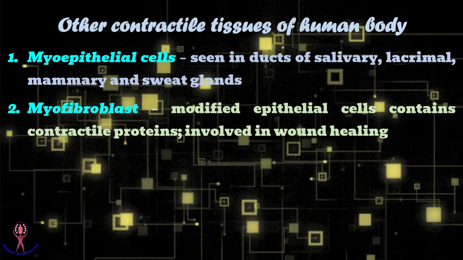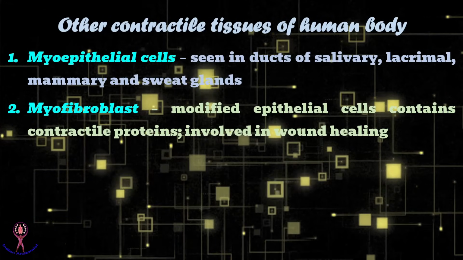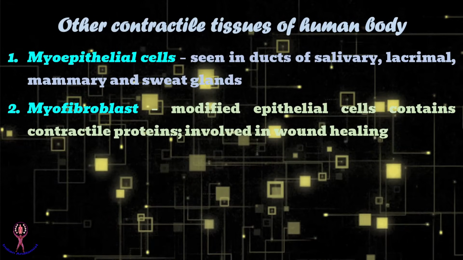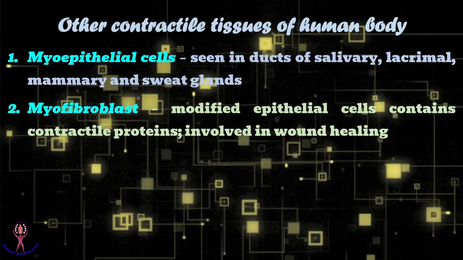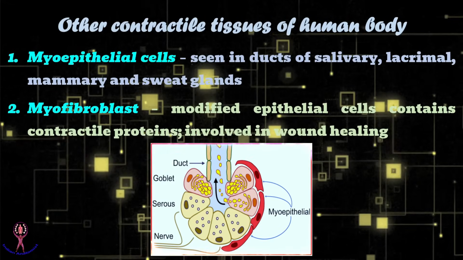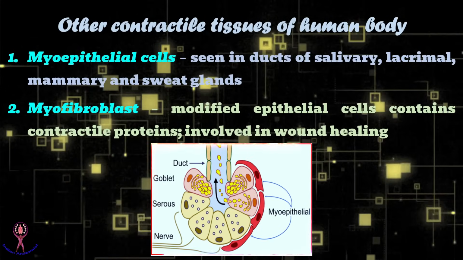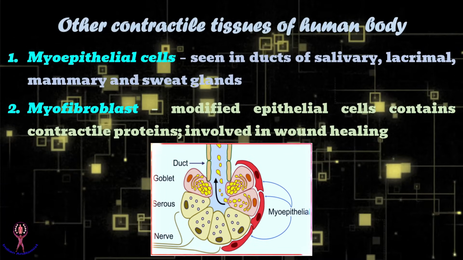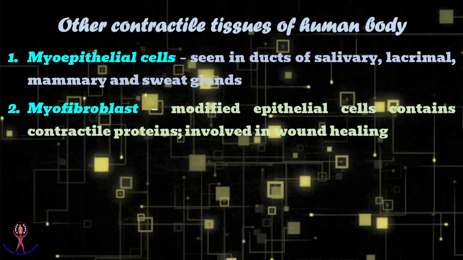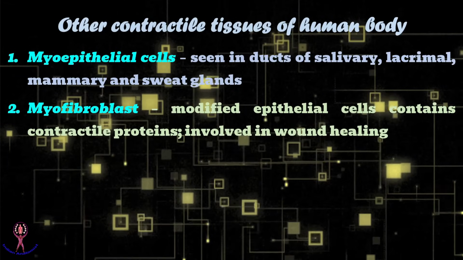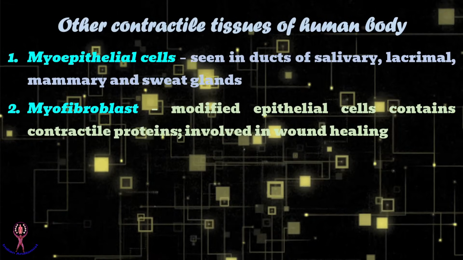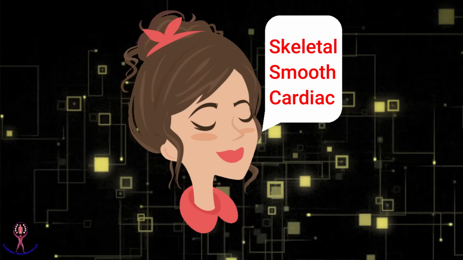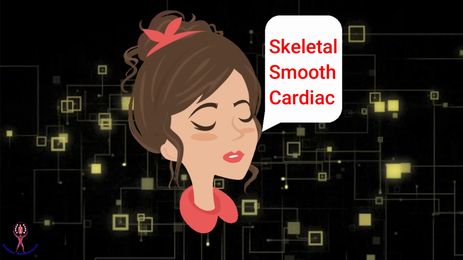Dear students, are there any other contractile tissues present in our body? Yes. Other contractile tissues of the human body are: 1, myoepithelial cells, seen in ducts of salivary, lacrimal, mammary, and sweat glands; and the other is myofibroblast. They are modified epithelial cells containing contractile proteins, involved in wound healing. Students, from now, I am going to describe the features of skeletal, smooth, and cardiac muscle.